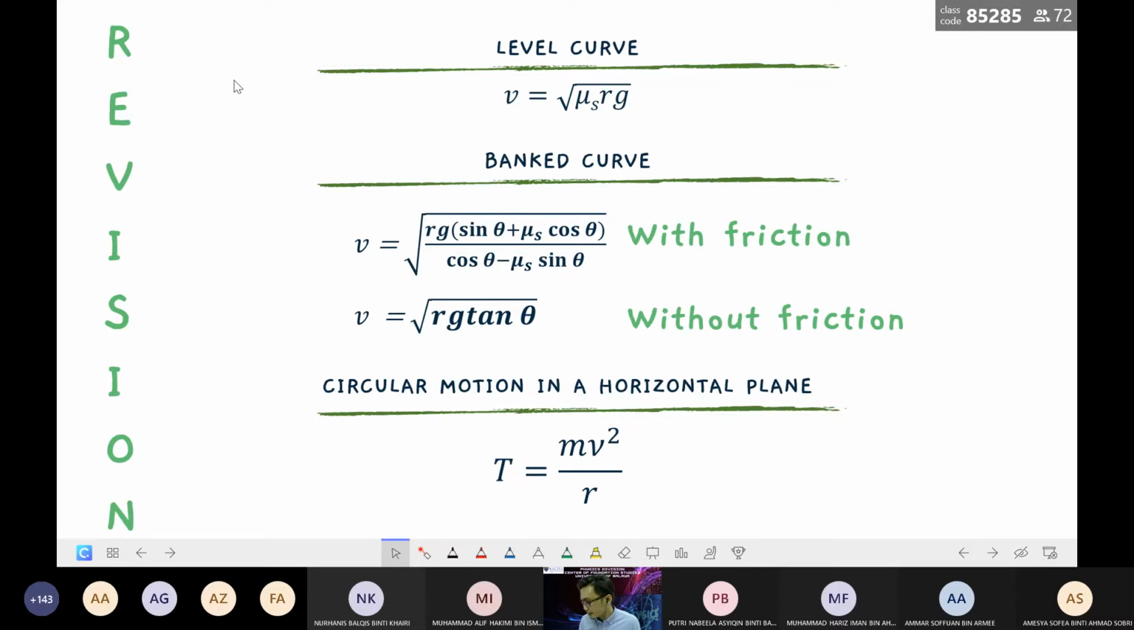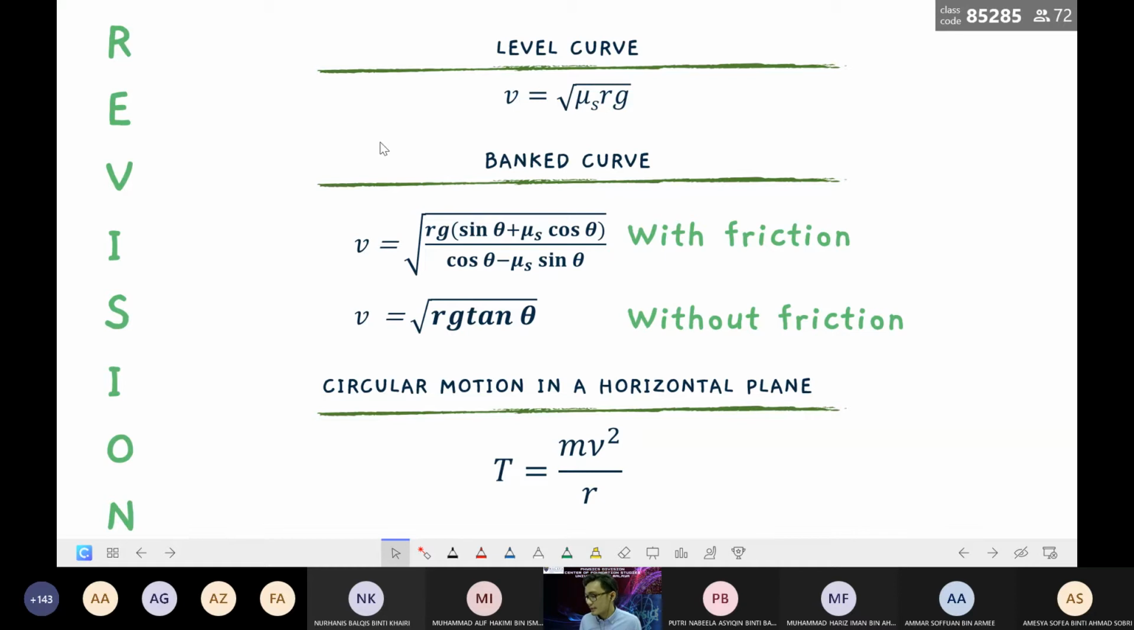Okay, before that let us revise. We do a revision for level curve. Okay, jadi level curve the velocity is square root of the mu s rg. Okay, apakah the force that contribute to the centripetal force in level curve? Anyone? Frictional force, correct. So only satu saja, okay, frictional force. So the velocity maximum is this one.